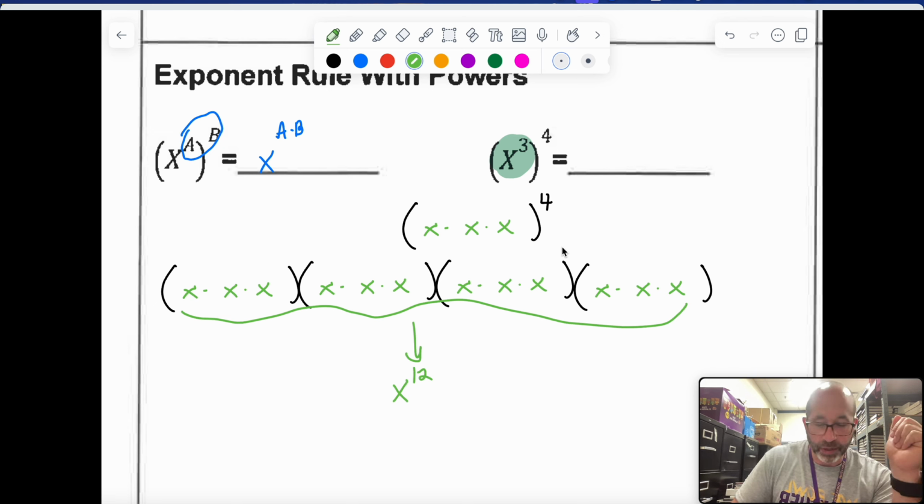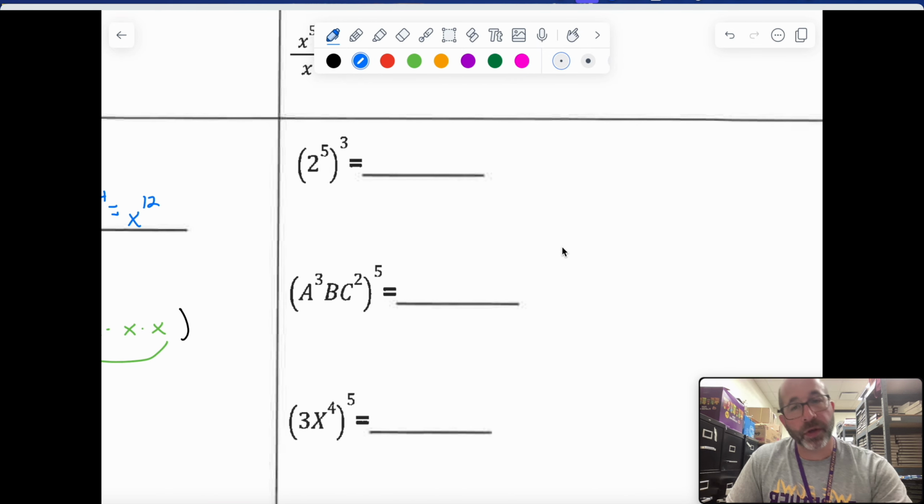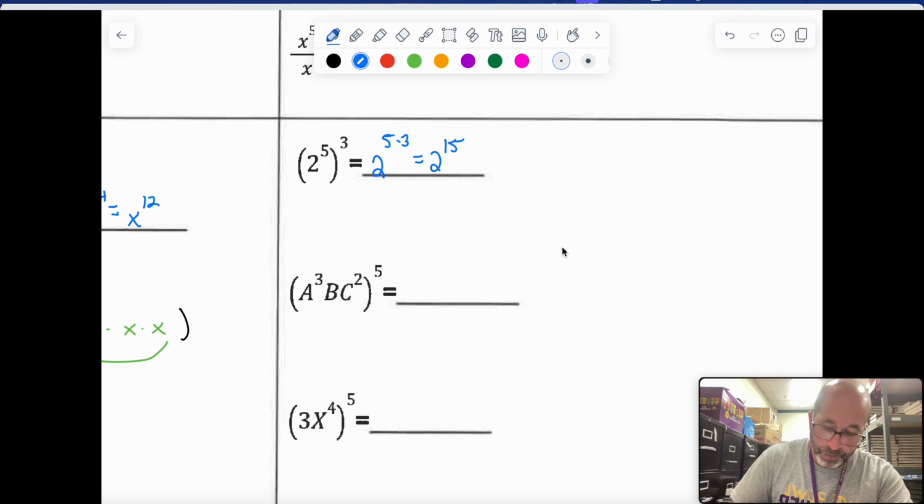So how do we get that with our shortcut? We simply say x to the 3 times 4, which is x to the 12th. Okay? So look at this next one. Let's keep it real simple. This will be 2 to the 5 times 3, which is equal to 2 to the 15th.